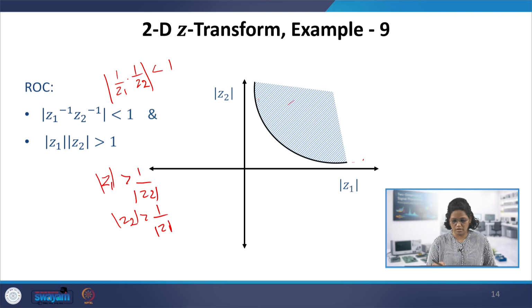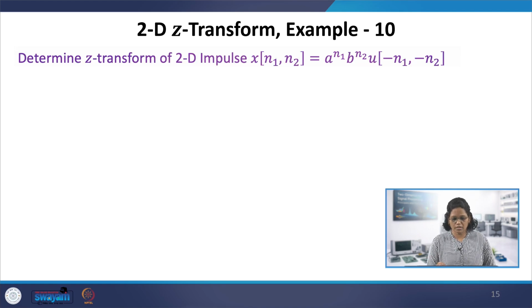It is called a wedge. There is a different support in the ROC case. The region of convergence will be different in these cases. So we take another example in which you can see the third quadrant one.